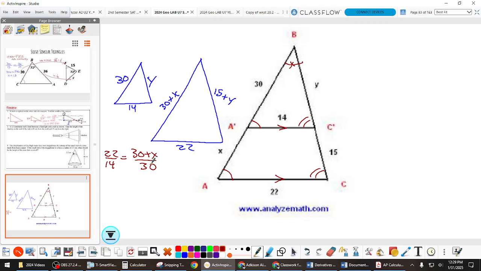In other words, we're kind of comparing a piece of a trapezoid, this figure, to a triangle. So be careful on those. And so let's set this up. Remember to put 30 plus x in parentheses.